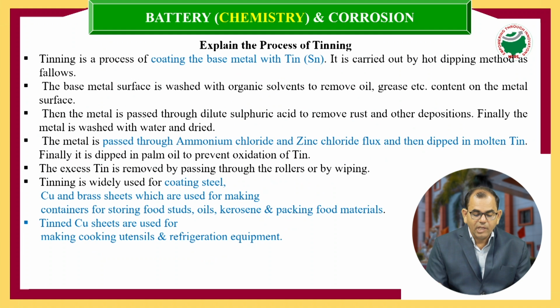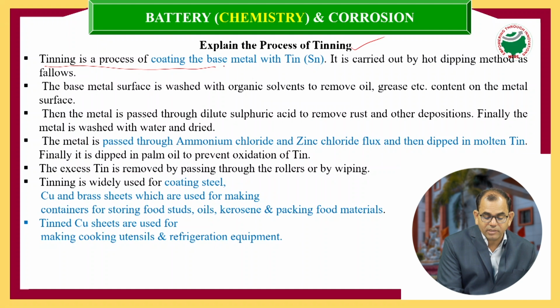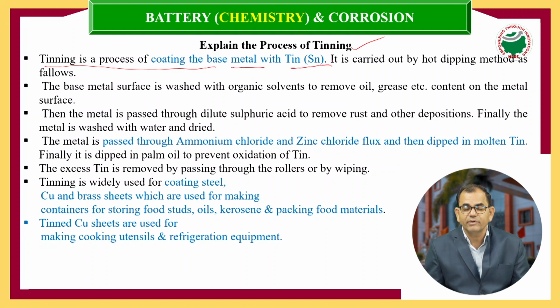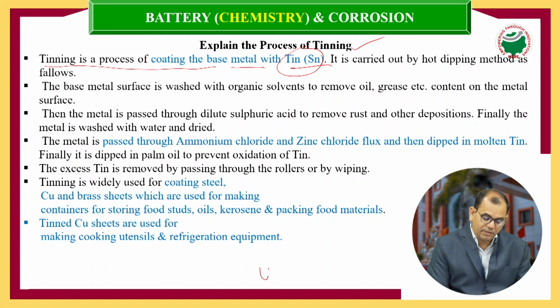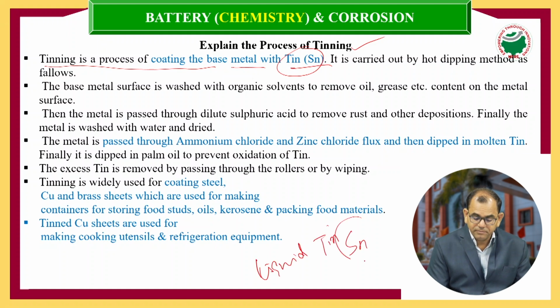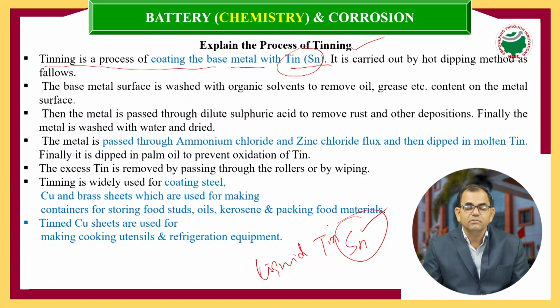Now, explain the process of tinning. What's happening? Tinning is the process of coating the base metal with tin. Yes, as I said a while ago. First, what are we doing? We are taking the tin and we are heating the tin at somewhere more than 300 degrees centigrade to make molten tin. Molten is nothing but liquid tin. Tin is nothing but Sn. And into that molten tin, we are sending these mild steel or wires for the coating. So, that is nothing but the process of tinning.